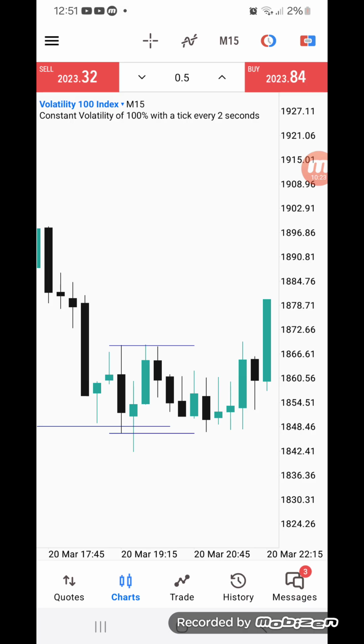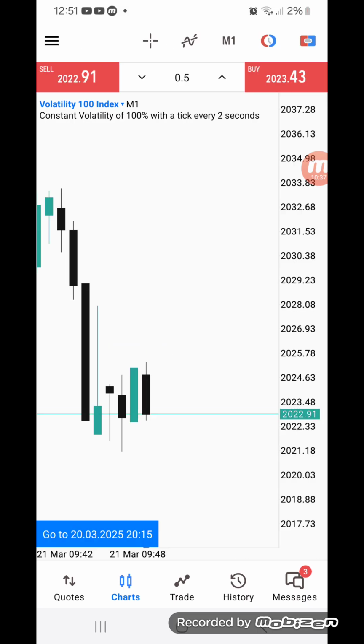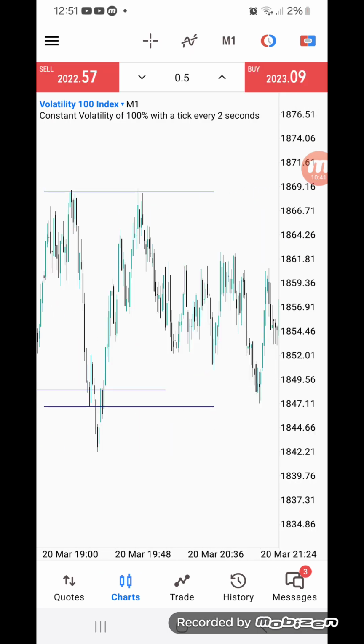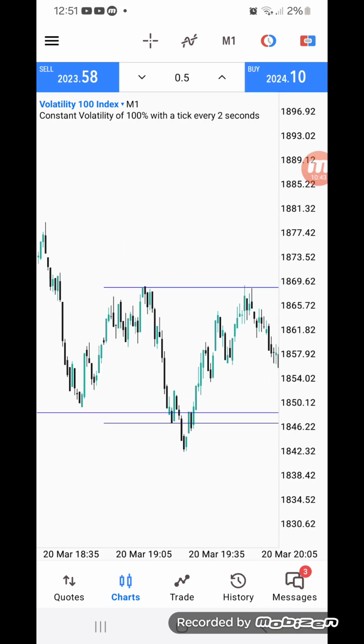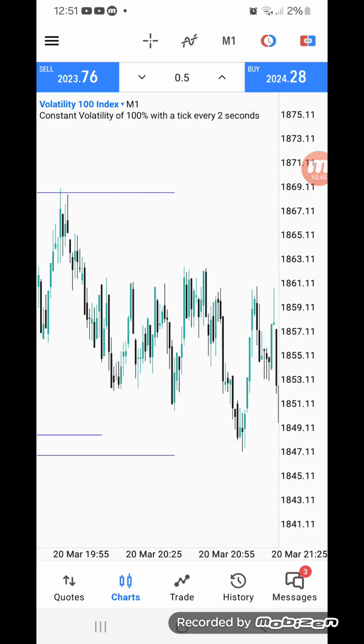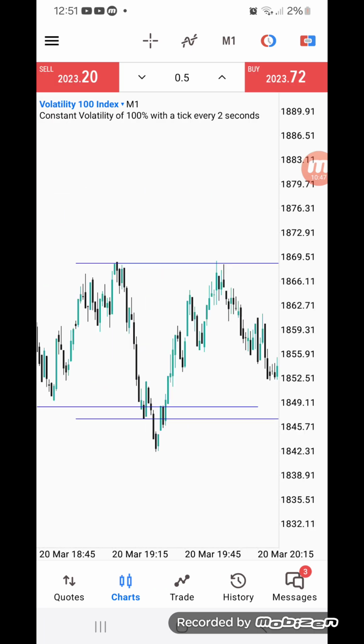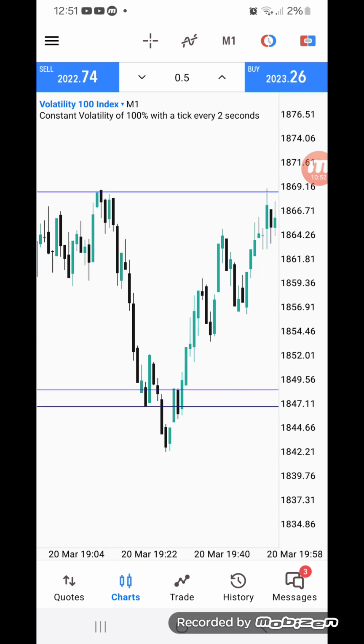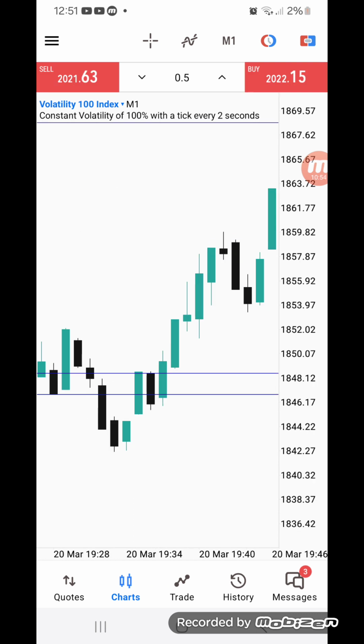Now what are we supposed to do for us to get an entry? Because we found our CRT on 15 minutes, let's now switch to the 1 minute time frame. We are going to the 1 minute time frame. That's where we are supposed to find our entry. There is always a model of entry, and this model normally comes in.